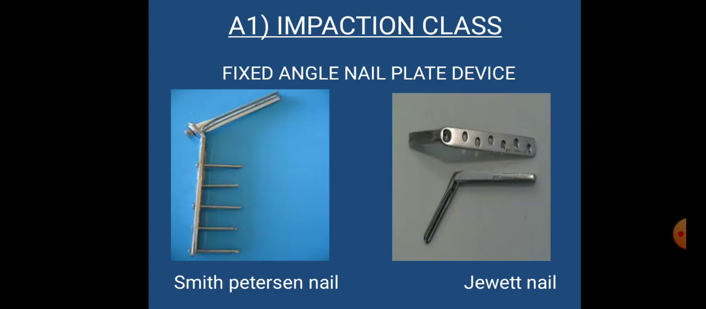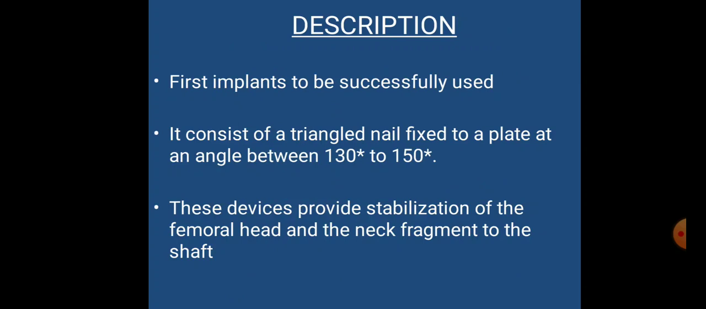Impaction class, it is a fixed angle nail plate device. Here the angle of this plate is already fixed. You can see 2 types, that is Smith-Petersen nail and Jewett nail. Description: these are the first implants to be successfully used. It consists of a triflange nail fixed to a plate at an angle of 130 to 150 degrees. These devices produce stabilization of the femoral head and neck fragments to the shaft.